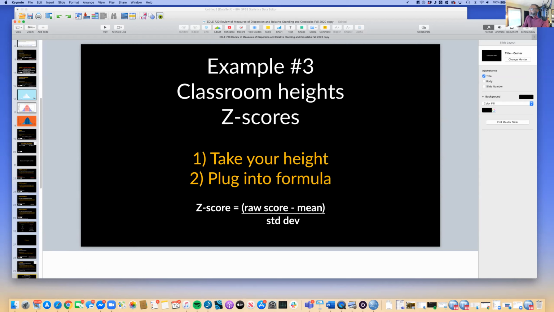Okay. So you're taller. You're almost one full standard deviation from the mean. Okay. So you're shorter than the mean, almost one standard deviation less. Thank you, Mrs. Hill.